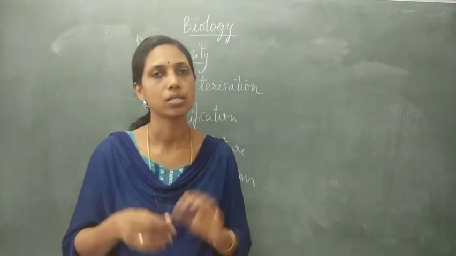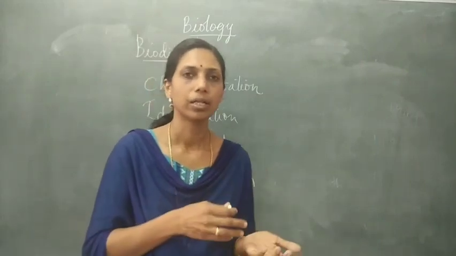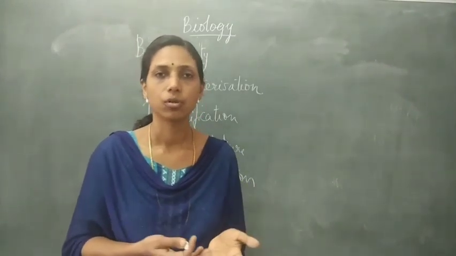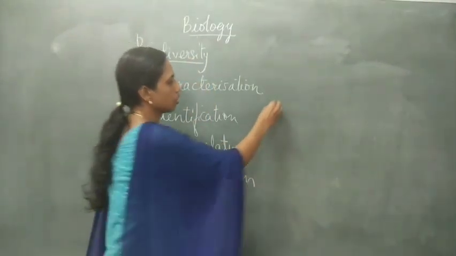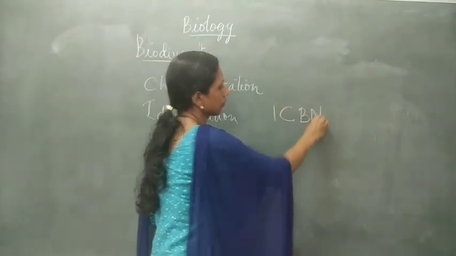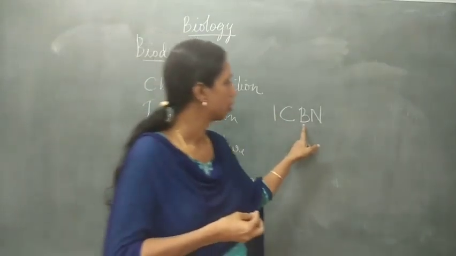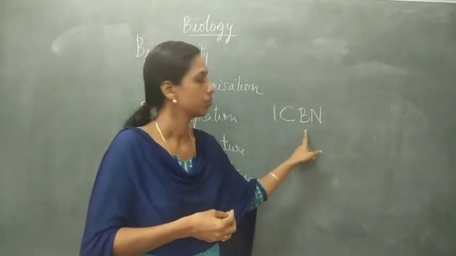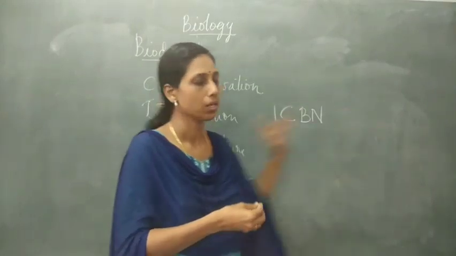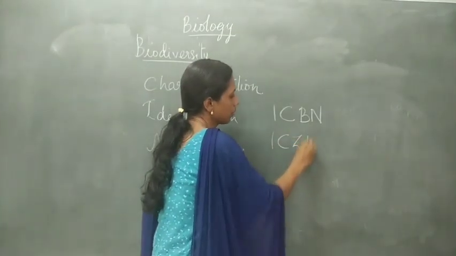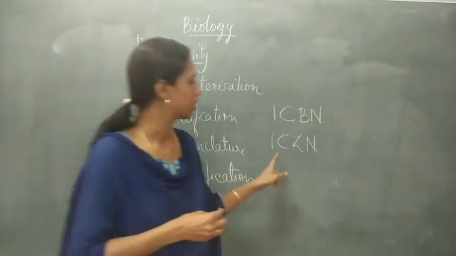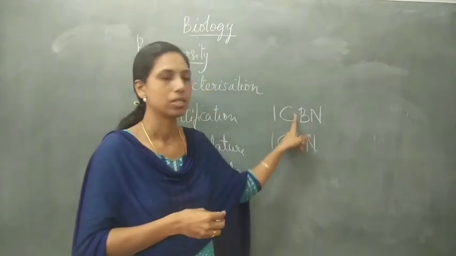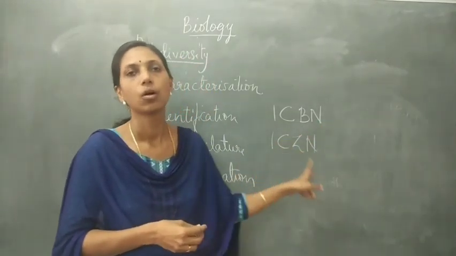The naming of organisms has certain criteria. For botanical names, that is plant names, the criteria are set by the International Code for Botanical Nomenclature, in short ICBN. This deals with the criteria for the naming of plants. Then ICZN: animals are named according to the criteria set by the International Code of Zoological Nomenclature. Based on the criteria set by these two, the naming of organisms occurs.